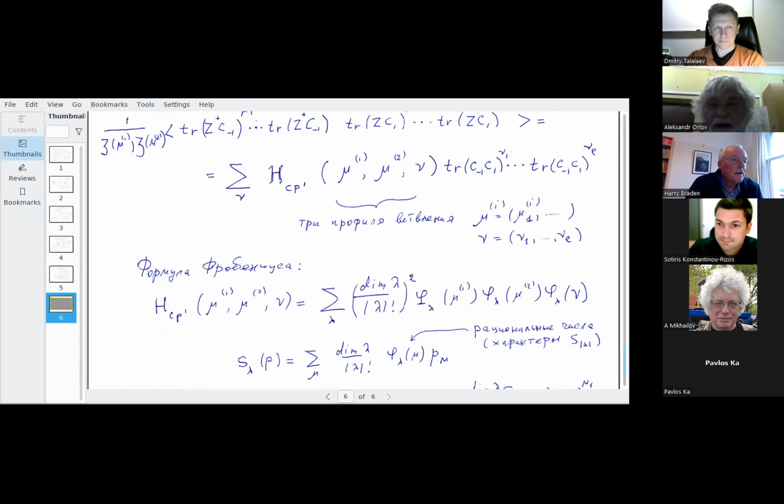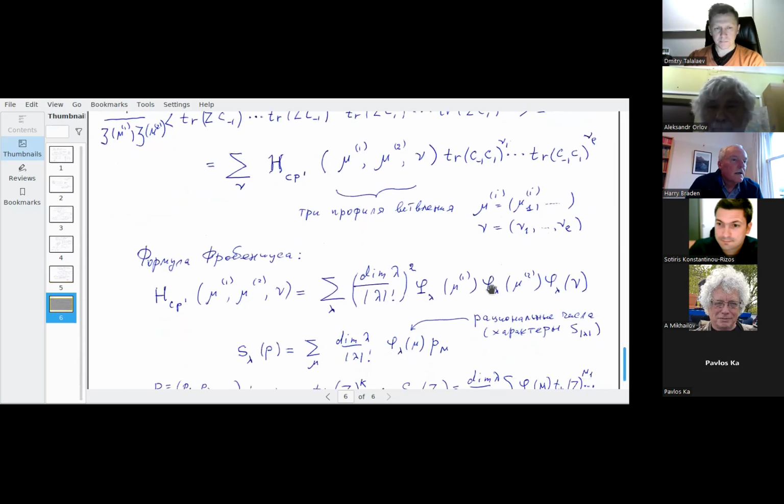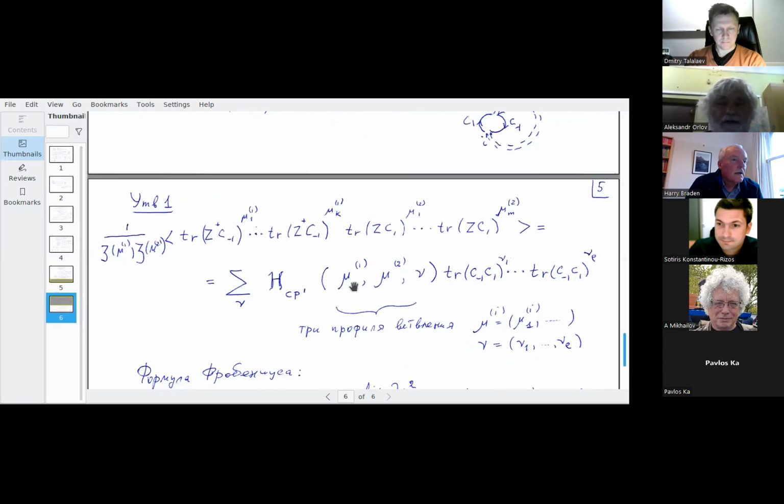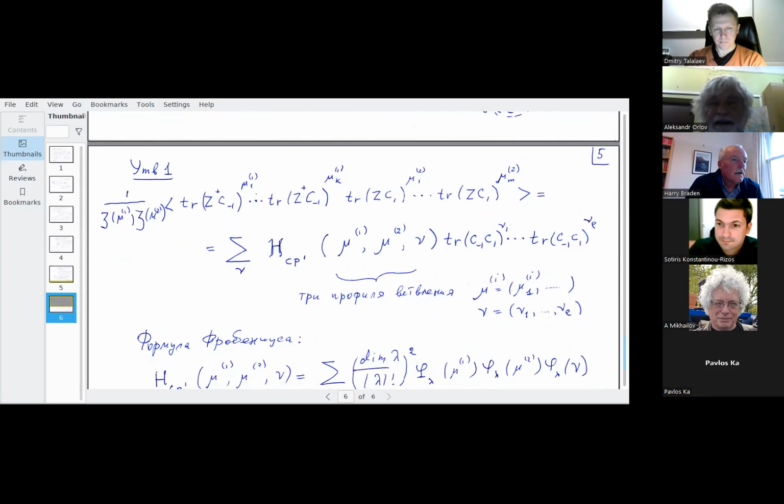Okay, so we have this formula, the Frobenius formula, with these characters. I want to say that this is very important for us. This equality will be central for us. It will be the main example.